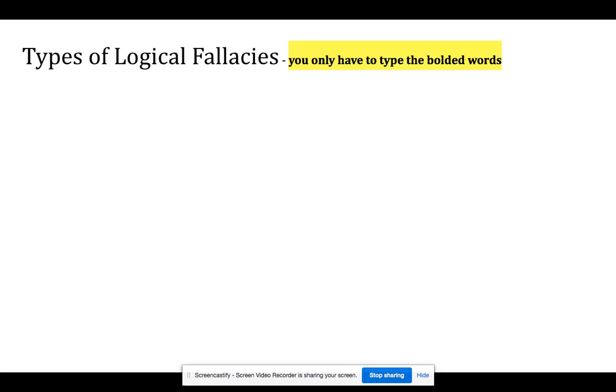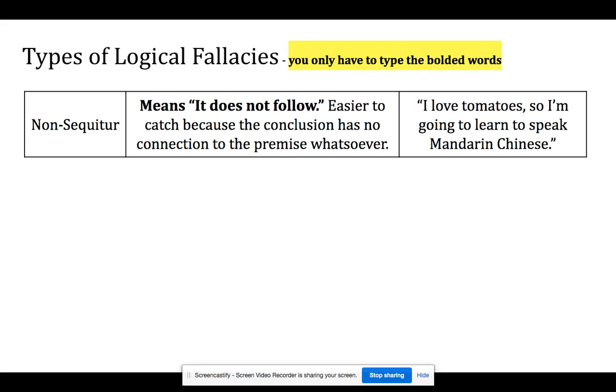Do with that what you will. But I would say type it down somewhere, probably in your notes. So let's get started. The first logical fallacy y'all went over was non sequitur.